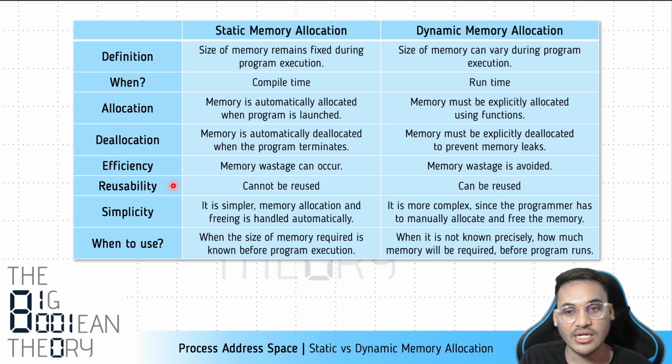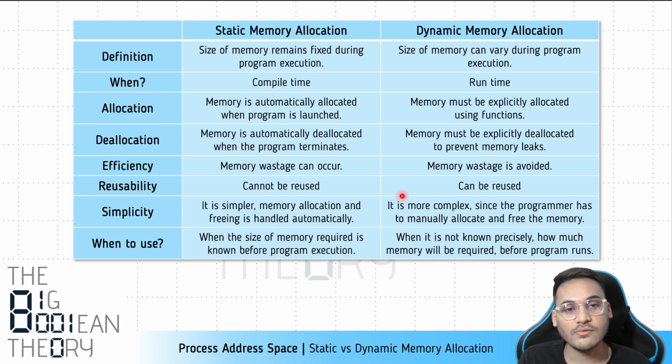Let's talk about reusability. When I say reusability, let's say you have allocated some memory. Can that memory be deallocated and allocated to some other variable? Can this memory be reused? In the case of static memory allocation, the memory which has once been allocated to a particular variable will be allocated to it for the entire duration. It cannot be reused because statically allocated memory is not deallocated before the program terminates, right? Once it has been allocated, it's done. It cannot be reused during the execution of the program.